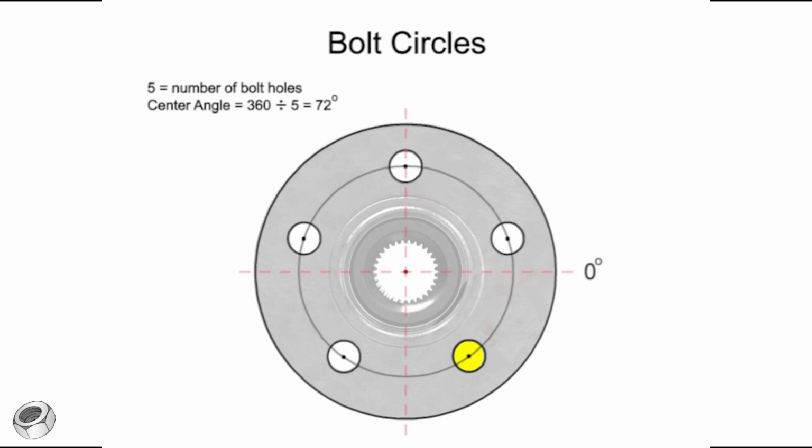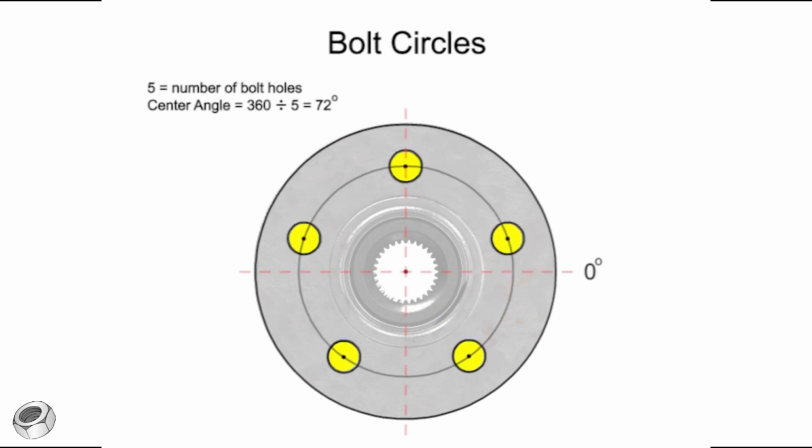The third bolt hole is 72 degrees from the second. However, we've already determined that the angle between the x-axis and the second hole is 18. Therefore, the angle between the x-axis and the third hole is 18 minus 72, which is negative 54. So the third hole is at an angle of negative 54 from the x-axis. The value is negative because it goes below the x-axis.